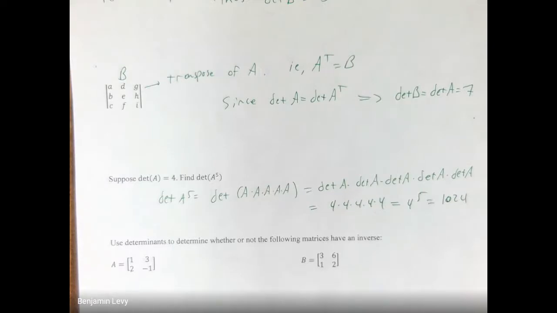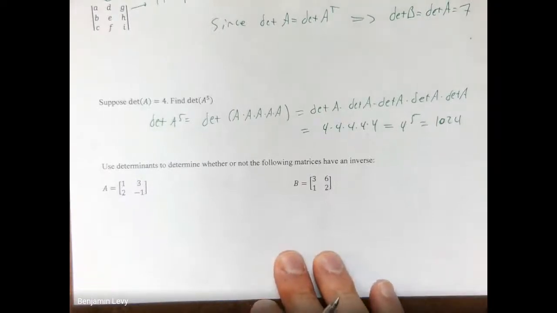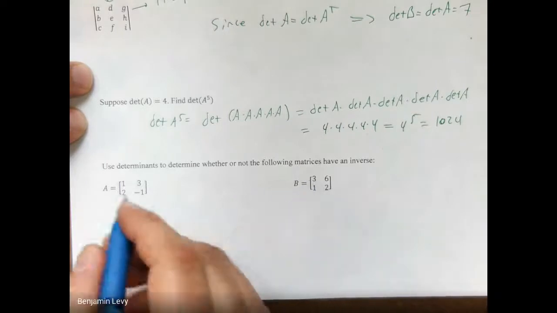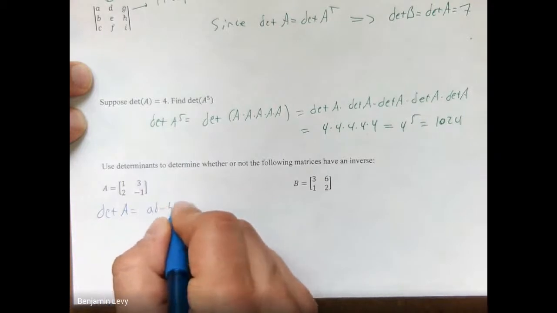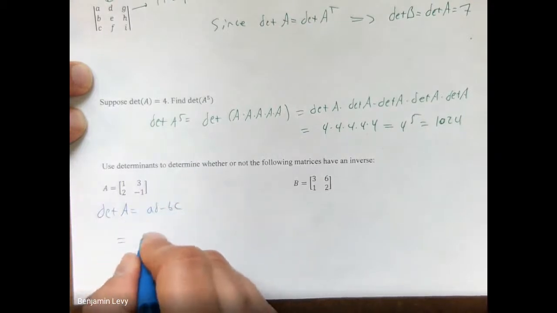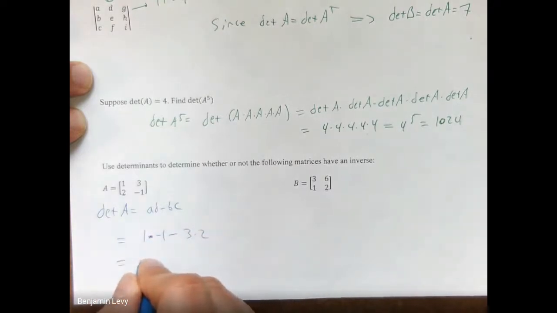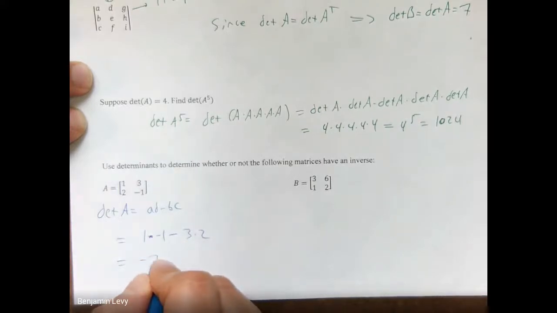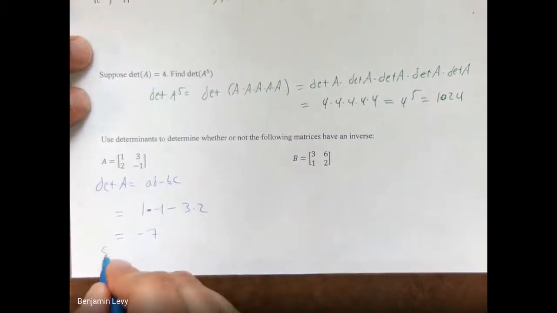And then the last ones at the bottom of the page: use the determinant to see whether or not these have an inverse. So we just look at the determinant and see whether or not it's 0. These are 2 by 2s, and so it's really easy, right? The determinant of A is going to be AD minus BC, which is 1 times -1 minus 3 times 2. So we'll get -1 minus 6, which is -7. And so since it's not 0, it has an inverse.